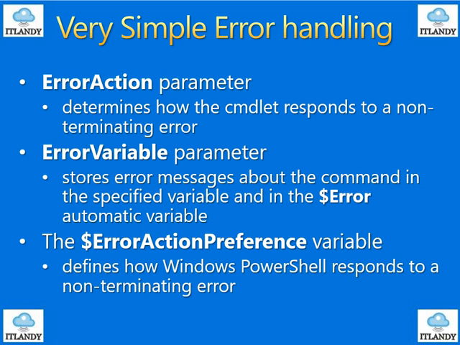So a quick recap: the ErrorAction parameter determines how the cmdlet responds to a non-terminating error. ErrorVariable stores error messages about the command in the specified variable and in the $error automatic variable. And last is the ErrorActionPreference, which defines how Windows PowerShell responds to non-terminating errors.